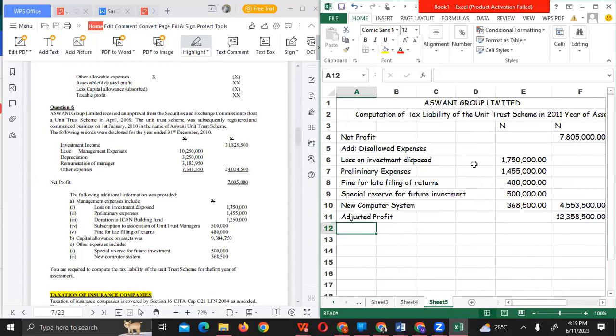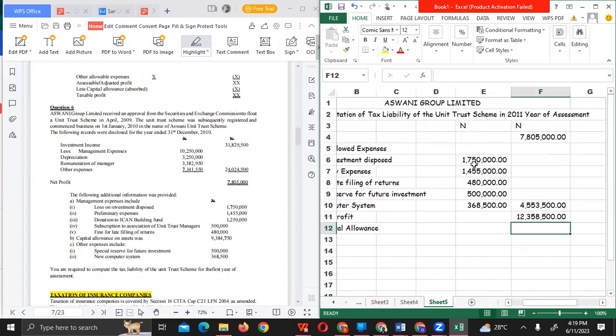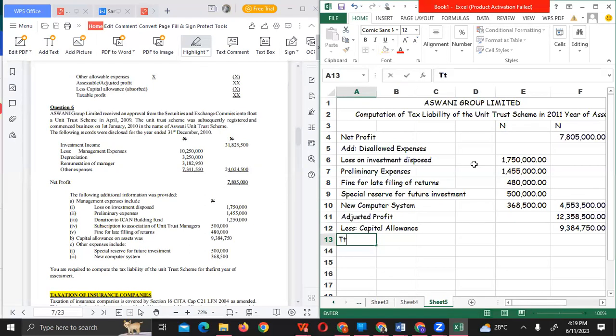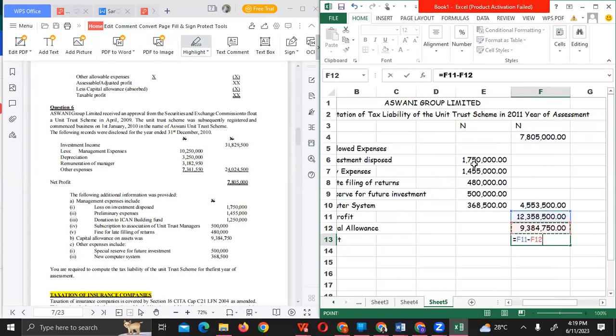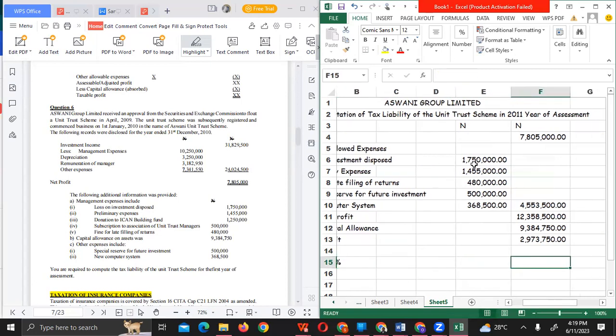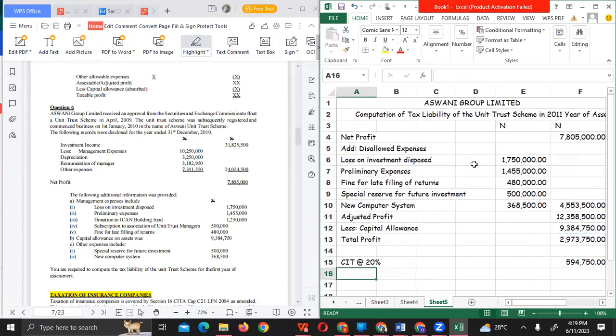Then we have first the balance. The balance is what? 9384. So we have to profit. Right. So CIT at 20%, 2 times this, and TET at 2.5%, now 3%.